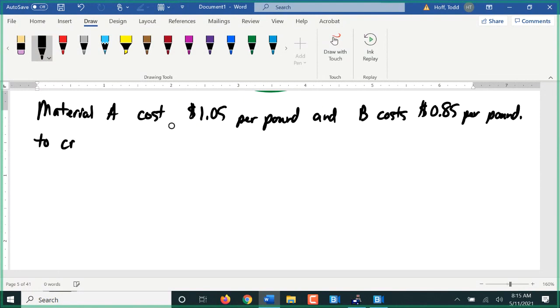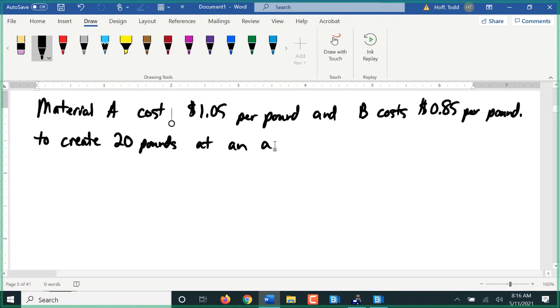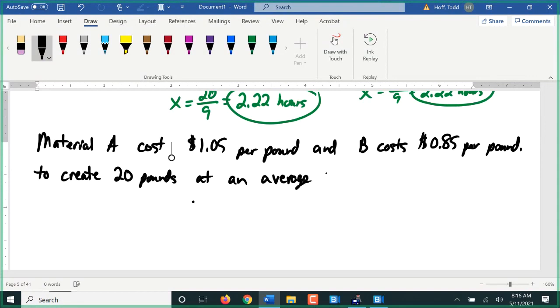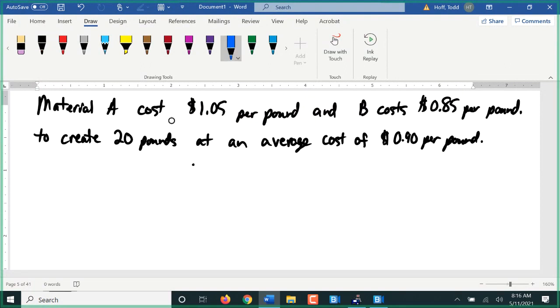To create 20 pounds at an average cost of 90 cents per pound. So I know how much of each is used. So we've got material A and material B here. Material A is the 1.05. Material B is the 85 cents. We want to combine those to come up to something that's 90 cents per pound.